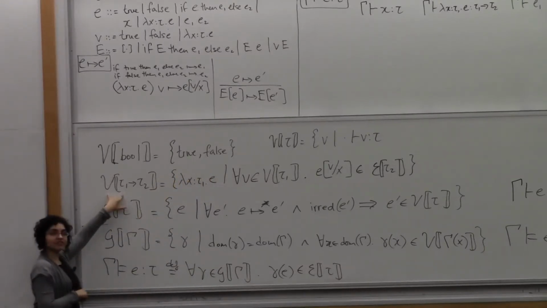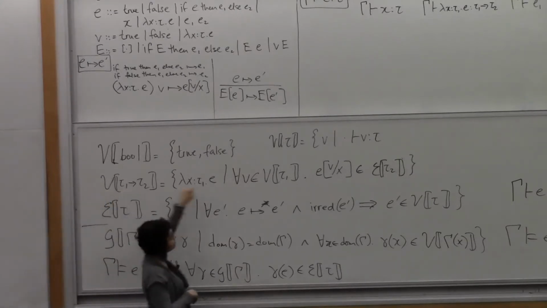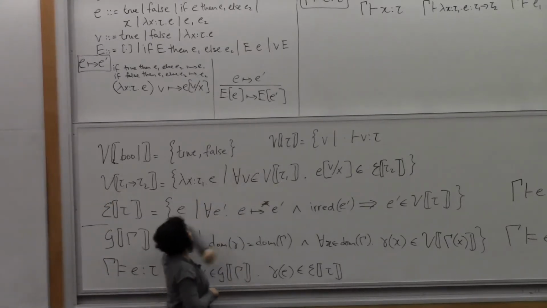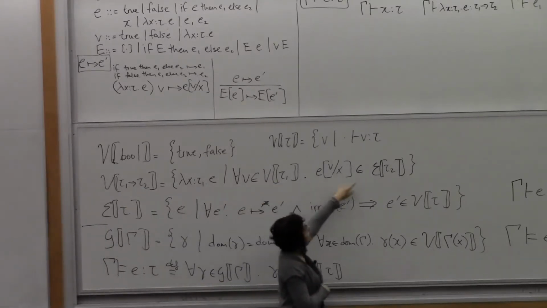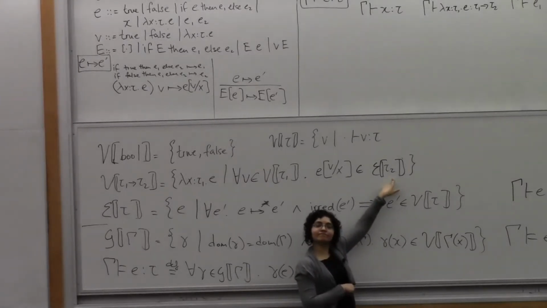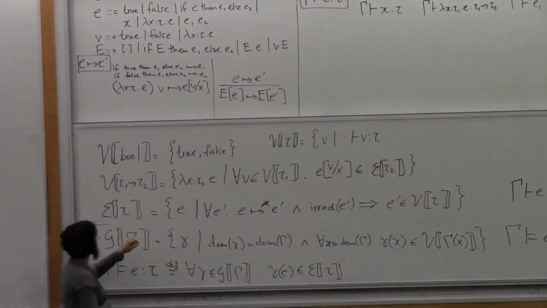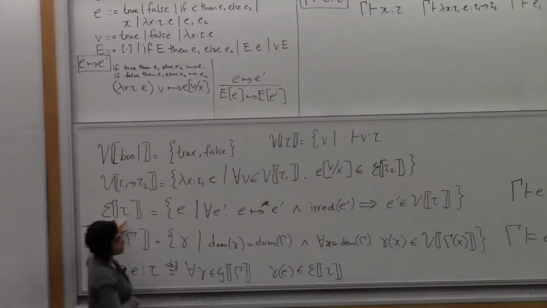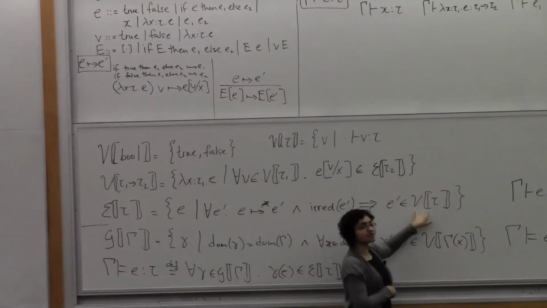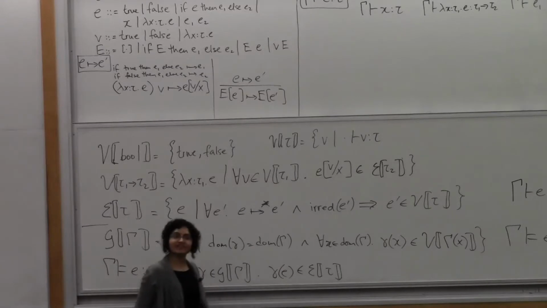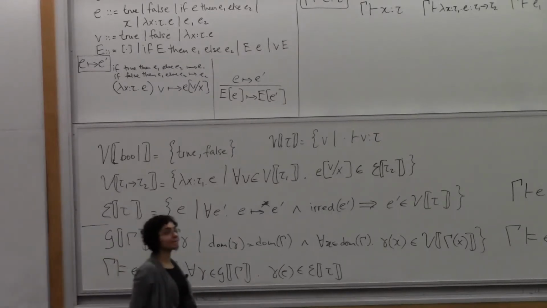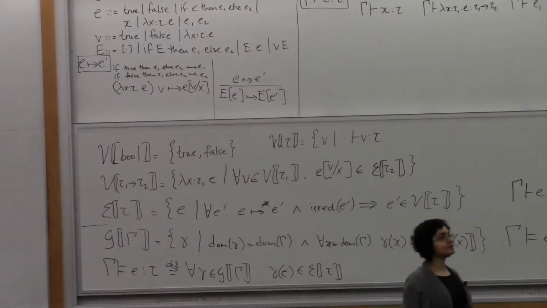The definition at function types is well-founded because it appeals to V of tau 1, but tau 1 is a smaller type than tau 1 to tau 2. So we're good there. And here it appeals to E of tau 2. It doesn't appeal to V of tau 2, so we're not quite sure yet. So let's go look at E of tau 2. That means that it appeals to V of tau 2. But tau 2 is smaller than tau 1 to tau 2. So it's well-founded.